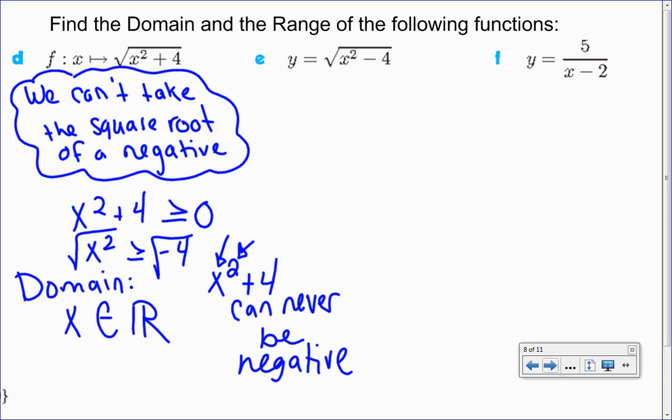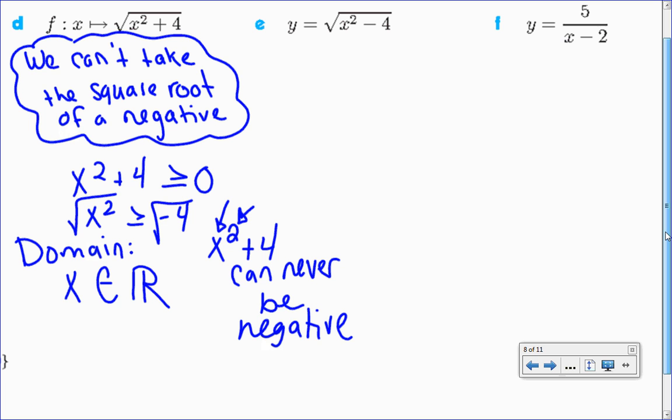Okay, as far as range goes, we have to think about, okay, what's the smallest this function can ever be? If we think about our t-chart, when x is 0, we're going to get the square root of 4, which is 2. When x is 1, 1 squared is 1, so 1 plus 4, we've got the square root of 5.